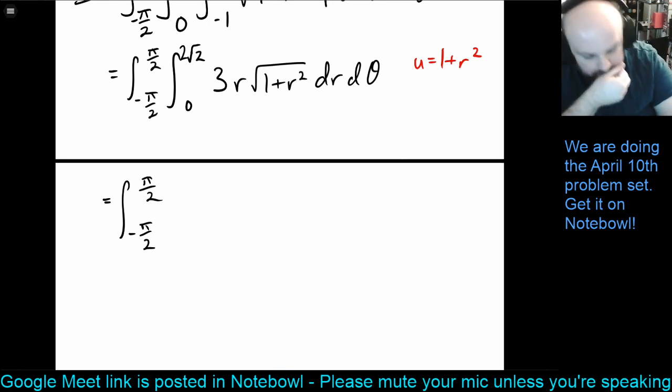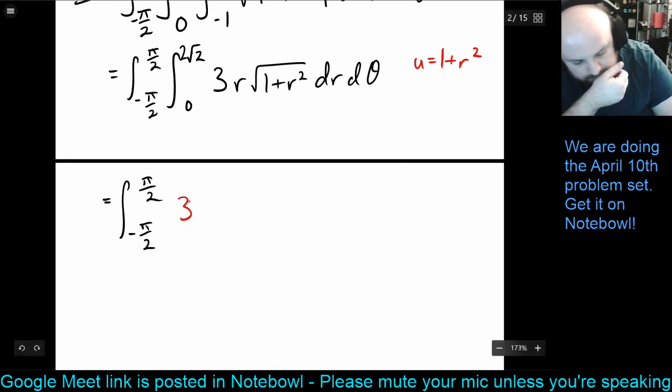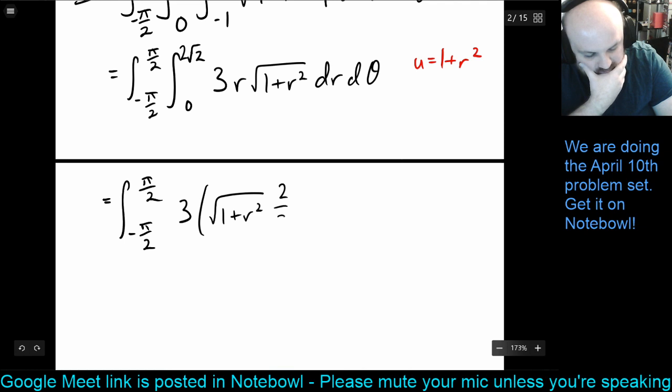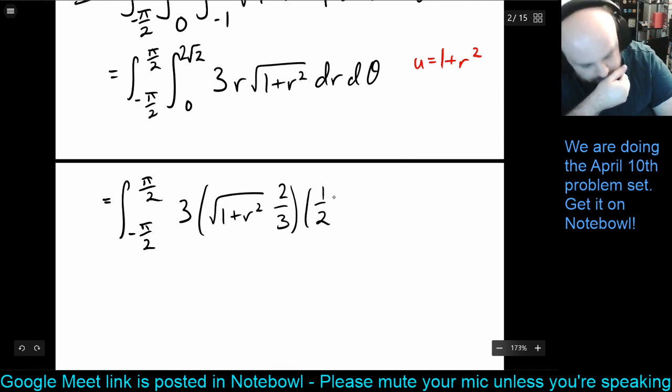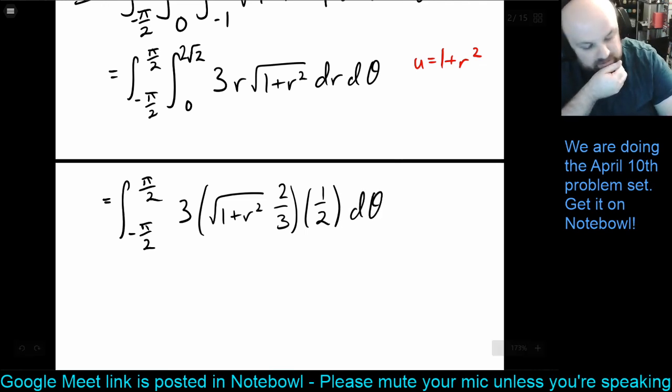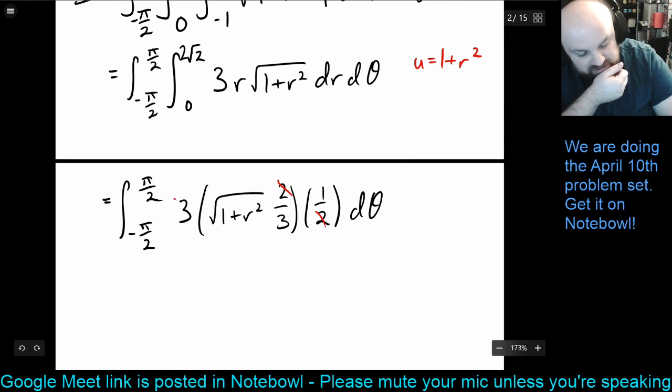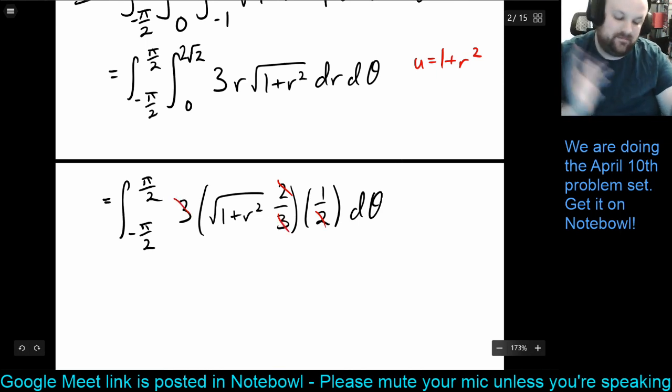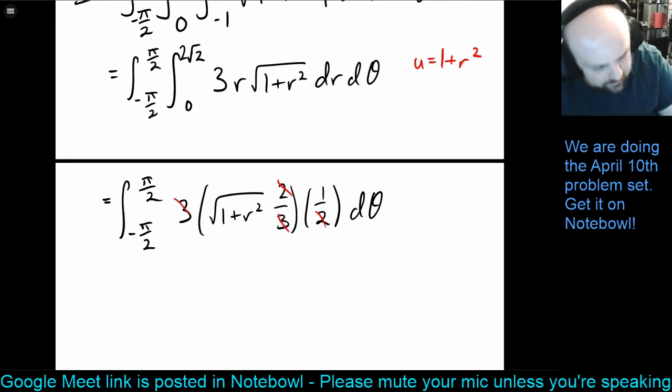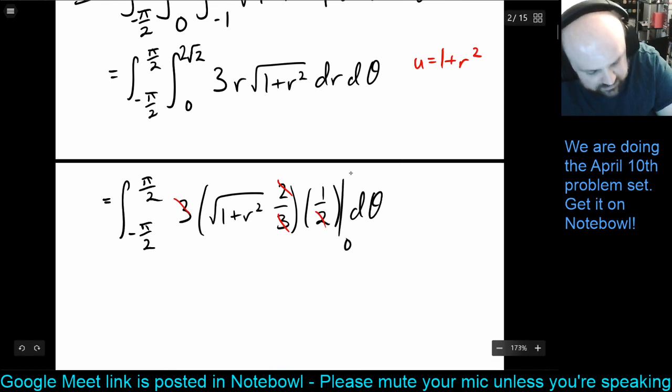So let's see here. We get 3. We integrate that, and we're going to get 1 plus r squared to the 3/2, times 2/3, and then from du, we're going to get an extra 1/2. All right, d theta. The nice thing here is those 2's cancel and these 3's cancel, so these all go away. We have to evaluate this from 0 to 2 root 2.